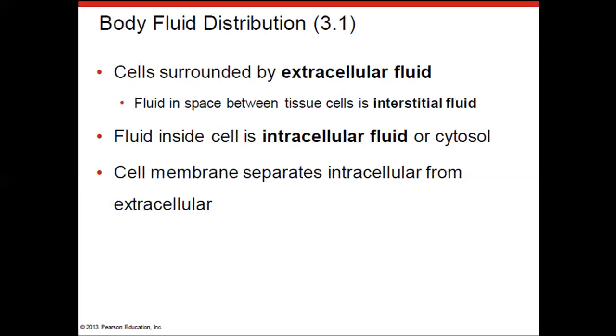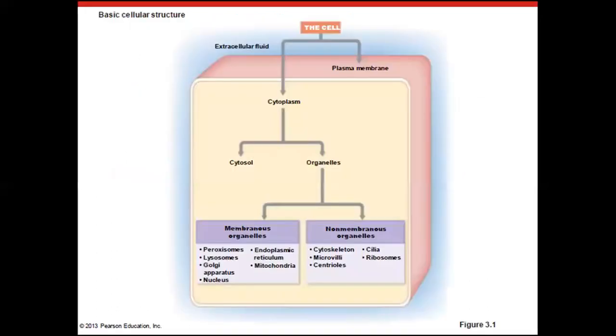The cell membrane separates those 2 fluids. So basically the cell membrane is a barrier that keeps certain things inside the cell and other things outside the cell, particularly fluid. And there's a figure that illustrates that. So this here is the cell membrane or plasma membrane. And outside that cell would be extracellular or interstitial fluid. And inside the cell is cytoplasm or intracellular fluid.